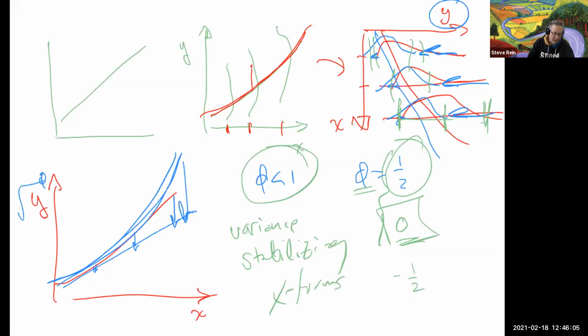Other possibilities are -1/2. Okay, so that's 1 over the root of y, or even -1, which is just 1 over y. Those are even more extreme transformations. So the power phi really does dictate the nature of the transformation. Some books will even call this a power ladder set of transformations. So let's go ahead and do that. Clear the drawing and then go for the power ladder.